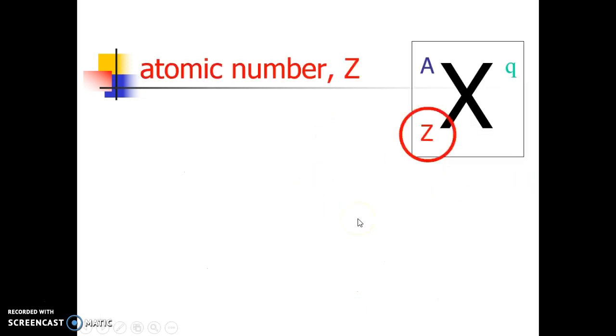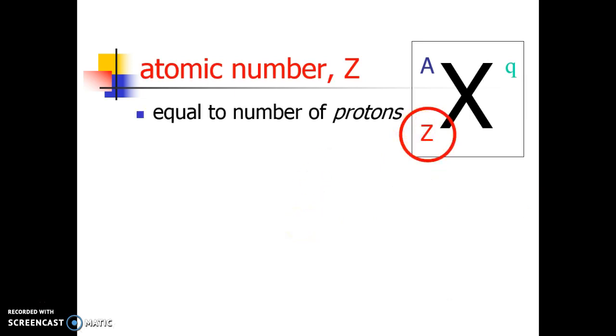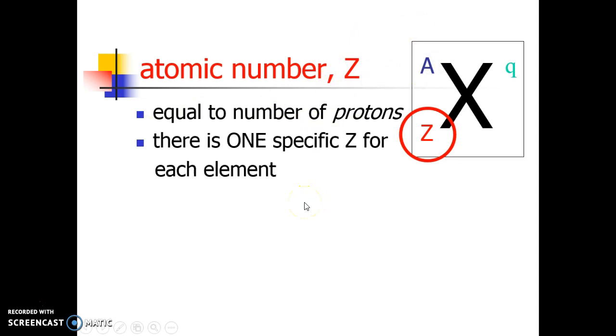So let's take a look at these different things. Let's look at the atomic number first. The atomic number is really equal to the number of protons, and that's why the periodic table is arranged by increasing atomic number. As you add more and more protons to the atom, you're making a different element. And so atomic number, or Z, is equal to the number of protons. There's one specific Z for each element.